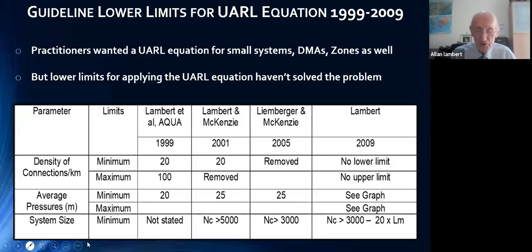Some of you may have seen this table, which summarizes attempts to reduce the lower limits for use of the UARL equation to meet this requirement. But in fact, after 20 years now, we have to accept that it's more complicated than this. This doesn't meet the need to extend UARL to all small systems and DMAs. And there's an update of this, another column for 2020, which includes SCF, which will be shown in a later slide. Next, please, Kate.